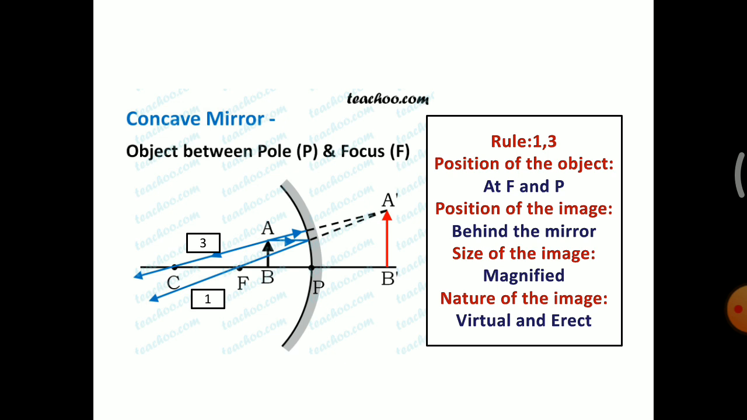Dear students, I hope you understood how to draw the ray diagram. First step, draw a concave mirror. Then draw a principal axis. At the center of the mirror, draw the pole. Then the center of curvature, then the focus. Then place the object at infinity, then beyond the center of curvature, between C and F, at F, and between F and P. According to the position of the object, the image is formed at different positions.